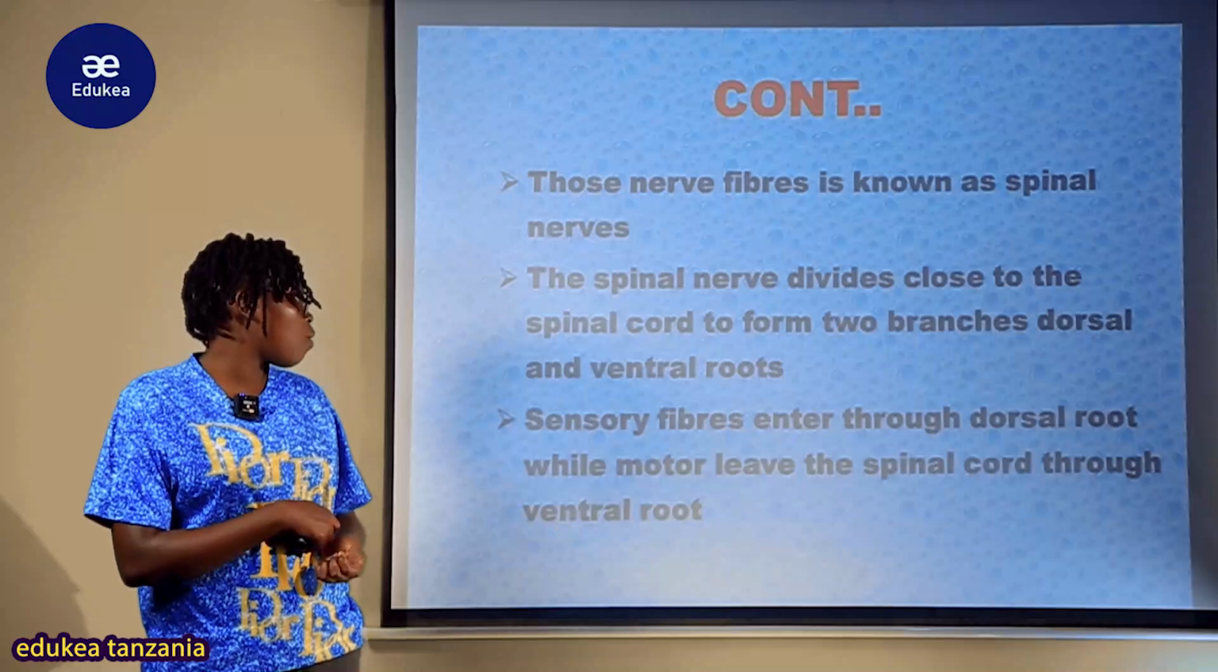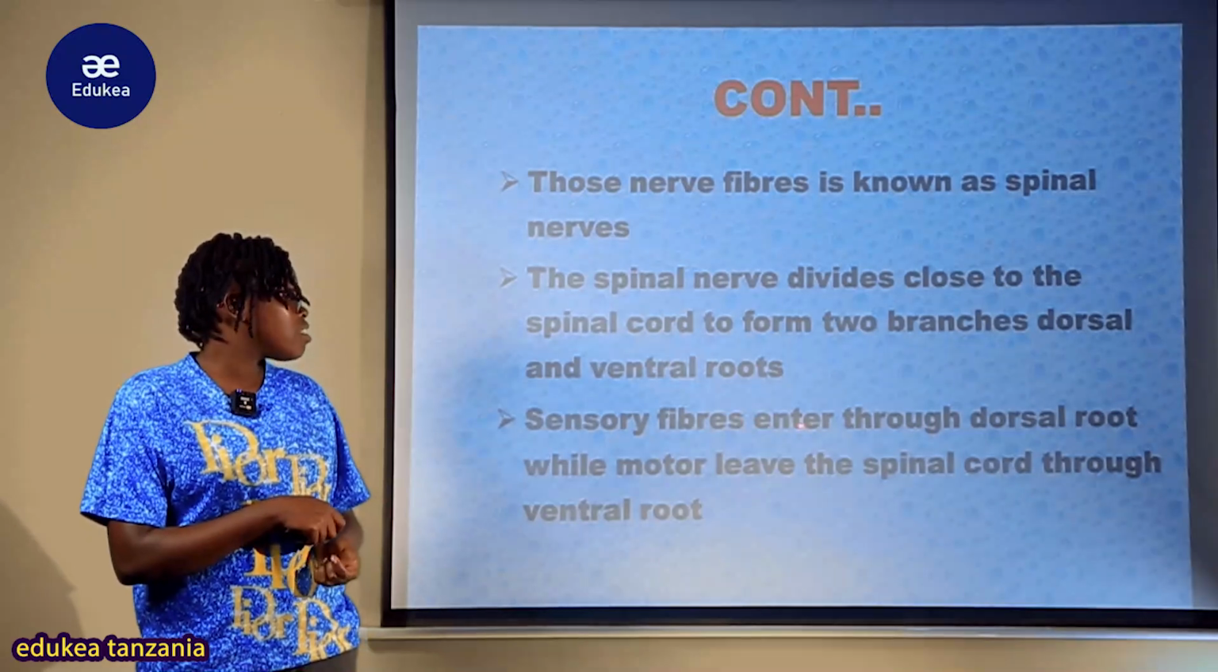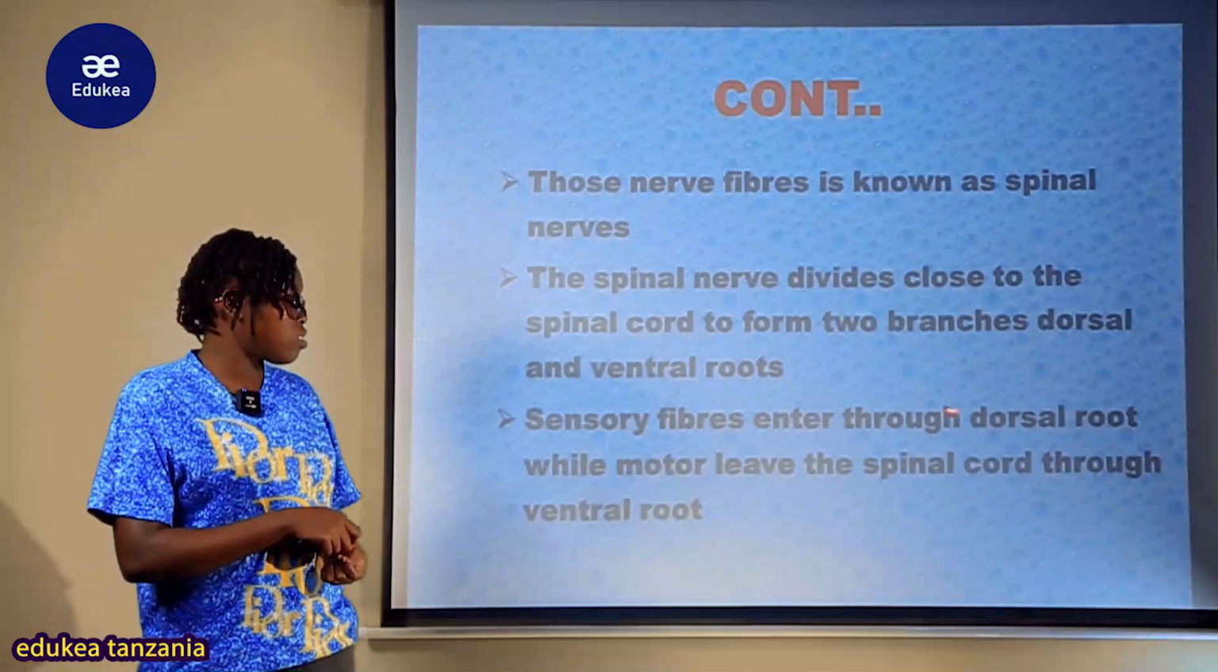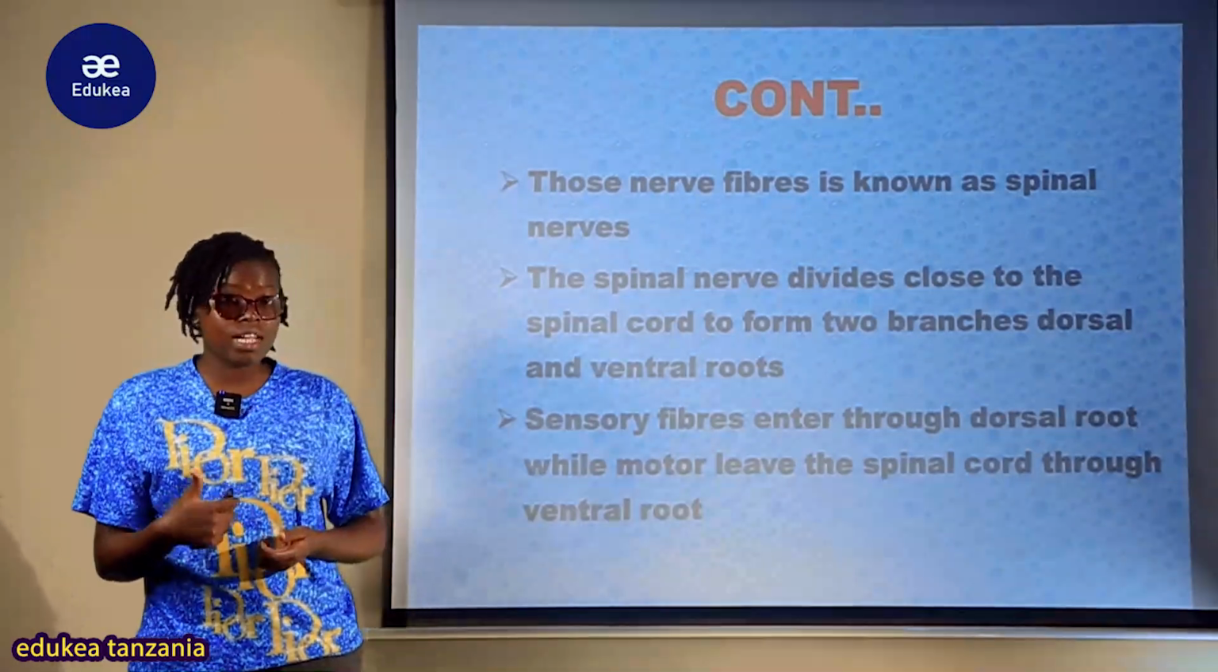Na sensory fibers enter through the dorsal root while the motor leave the spinal cord through the ventral root. So naangalia kwamba sensory fibers zenyewe zinakuwa zinaingia katika spinal cord through the dorsal root na motor zenyewe zinakuwa zina leave through the ventral root.